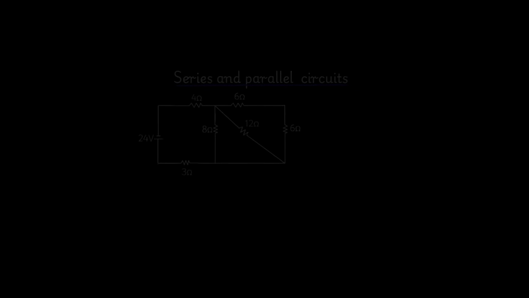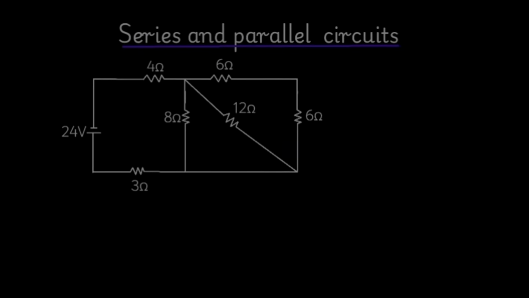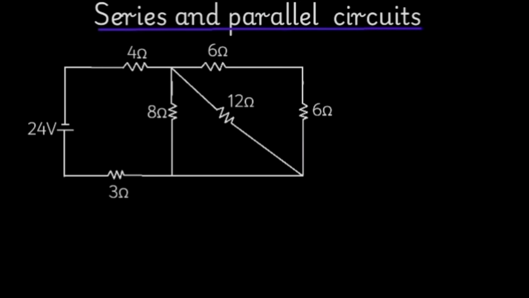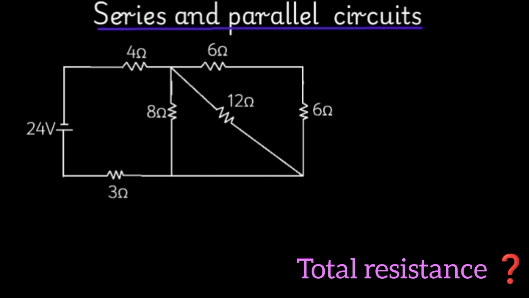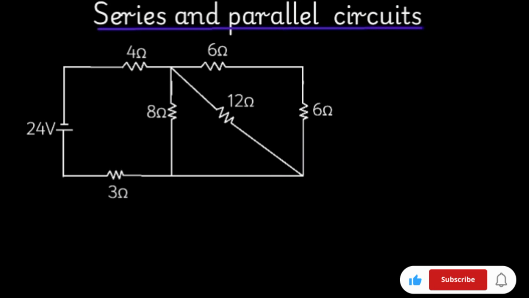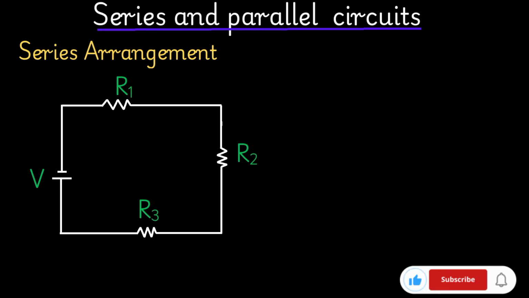In this video, we are going to simplify how to solve series and parallel circuits. In this problem, we are told to get the total resistance R sub T and also the current through the 3 ohm resistor. Now before we look at that, I want to take you through the basics. Let's start with series arrangement.